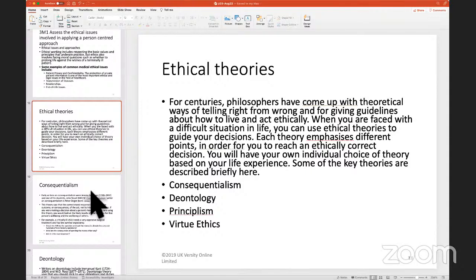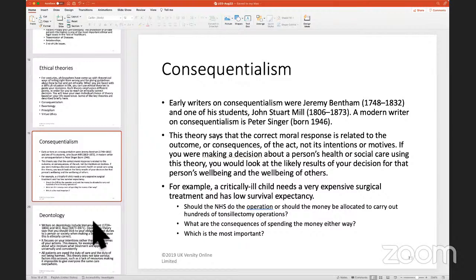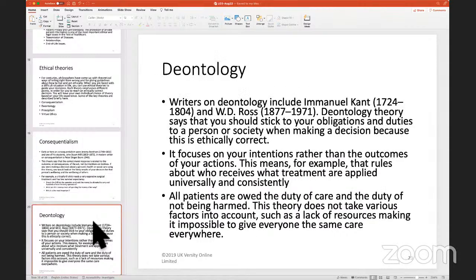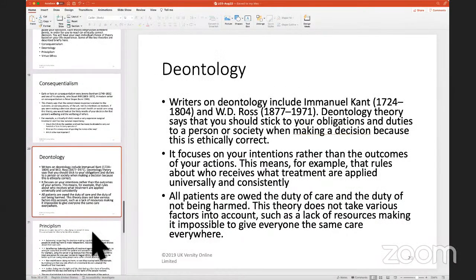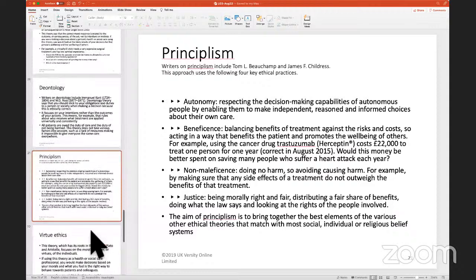So there are 4 theories. We have consequentialism, deontology, principalism, and virtue ethics. Now, each of these is explained on one of the slides, including when these theories were proposed, what the basic findings of each theory are, and how they can be applied when we are looking at the aspect of understanding ethical issues.